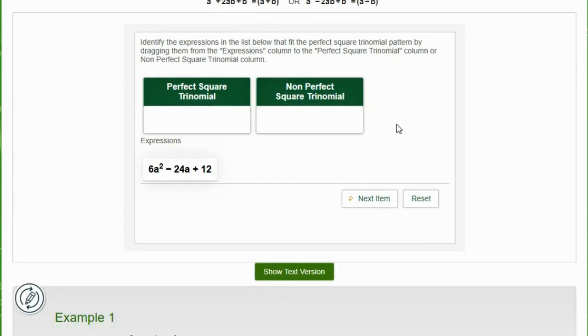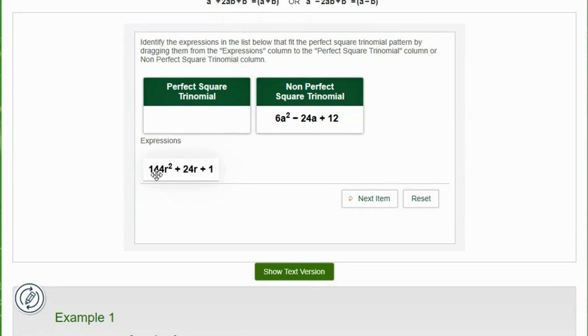So here's another one for us to identify. Is this a perfect square trinomial? 6a squared plus 12. Well, this one we can say no immediately because 12 is not a perfect square. We don't have to try to calculate the middle number. Since 12 is not a perfect square, that's not a perfect square trinomial. We know that already.